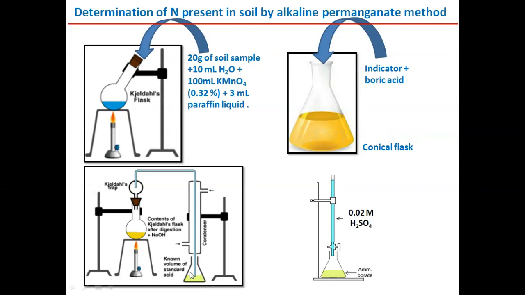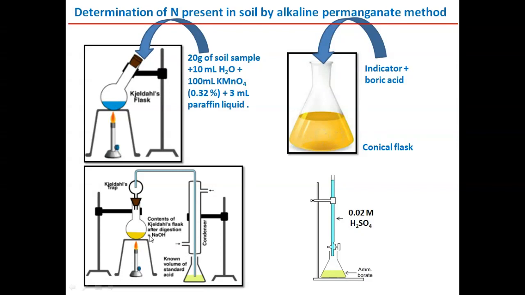So here, very simple, once we have ammonia in the conical flask, then this is titrated against standard H2SO4 solution, or the acid solution, to get how much amount of ammonia is liberated from the 20 gram of the soil sample. So we'll see it step by step. So it's very simple. Here Kjeldahl's flask is needed to take all the reagents in this one.